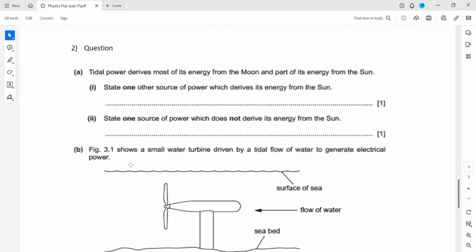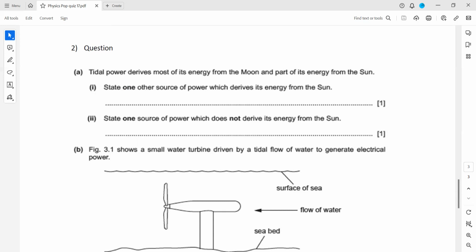The next question, tidal power derives most of its energy from the moon and a part of its energy from the sun. So mainly the tidal energy is due to the moon, and a small proportion is there because of the sun. Still, one other source of power which derives its energy from the sun. So other than tidal, what else can be driven by this energy of the sun?